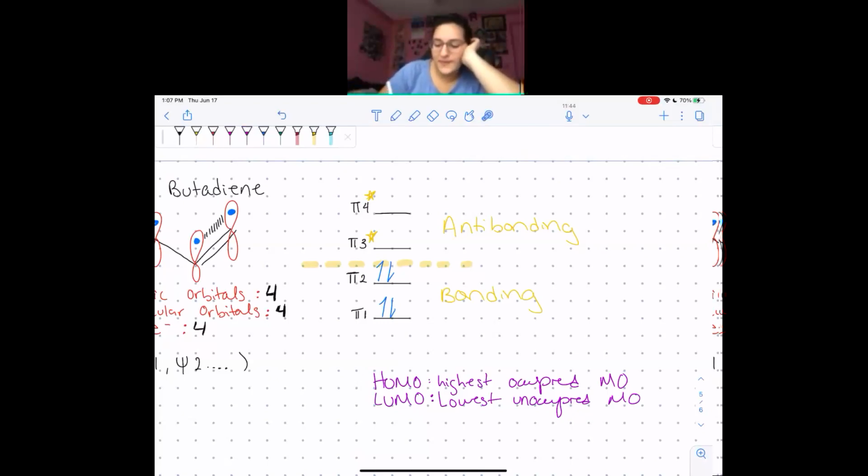So, pi 2 is the highest number with electrons in it. So we're going to say this is the HOMO. And pi 3 is the lowest empty orbital. So I'm going to reiterate that just because I stuttered a little bit. Pi 2 is the HOMO because it's the highest energy level with electrons in it. And pi 3 is the LUMO because it is the lowest energy level that is empty.